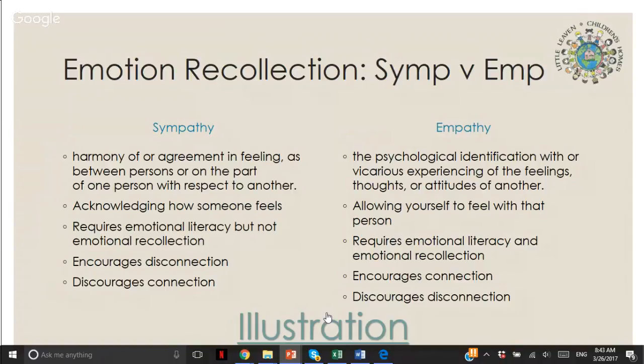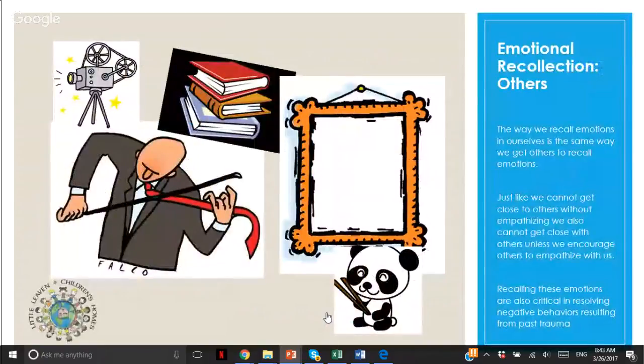When someone's sad, you should be sad. When someone's happy, you should be happy with them. Other ways that you can recall emotions, and teach how to recall emotions, is through movies, through books. You can watch a movie together, which can help to build opportunity for emotional recollection and building stronger bonds.